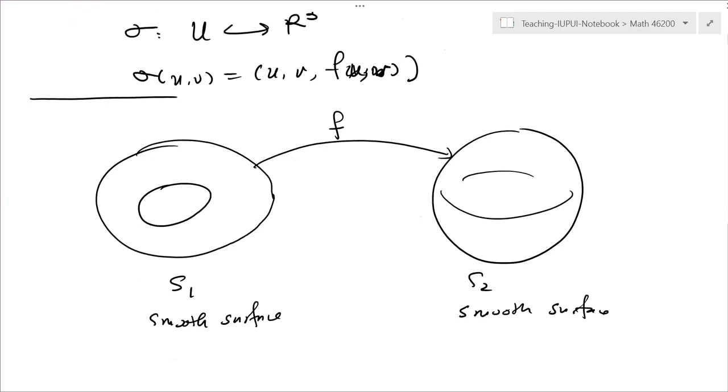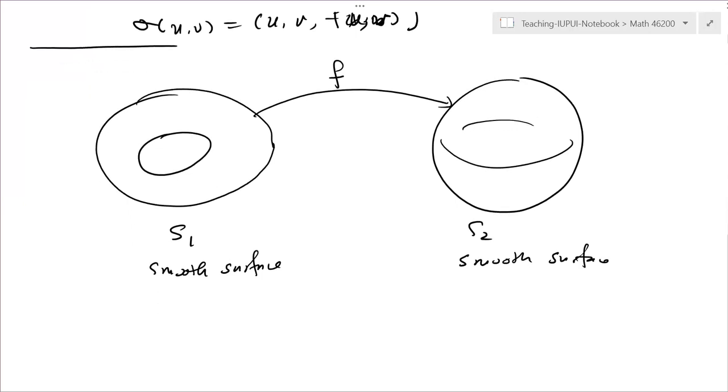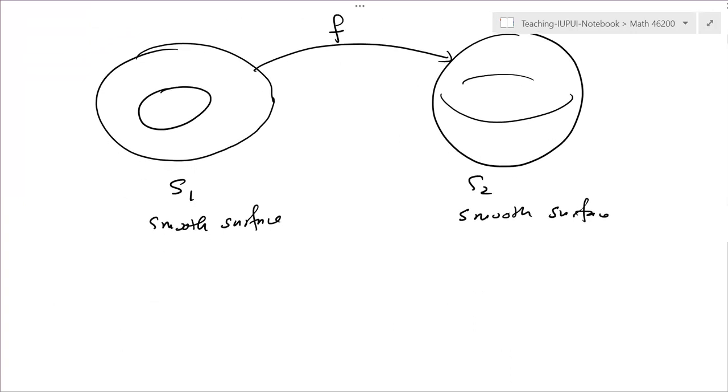How can I say F is a smooth map? F is just defined on the surface, not on the domain in R3. But it can be explained in the following. F is smooth if the following condition is satisfied.